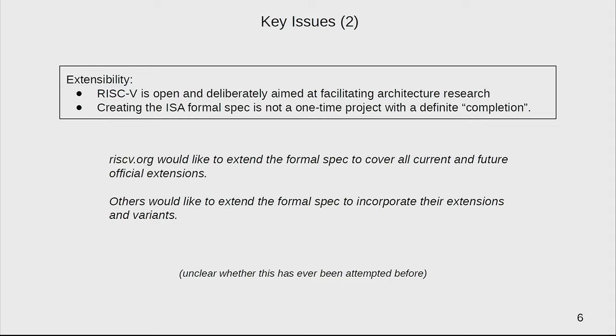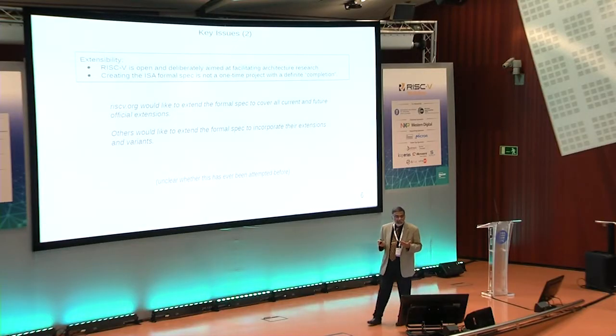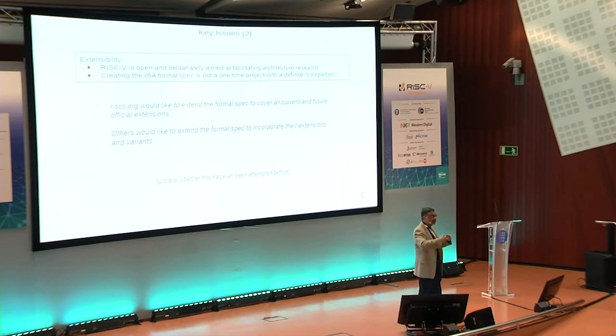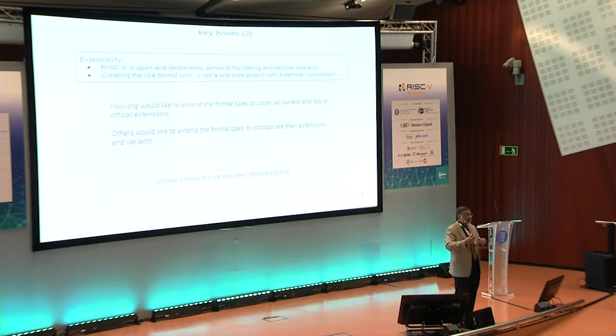Second issue is, of course, extensibility. The RISC-V ISA is not frozen in stone, as you've seen today and tomorrow. There are still extensions being developed. So the spec eventually has to accommodate all these standard extensions. And being an open ISA, people are going to be doing their own extensions over time, and they would presumably like to build on top of whatever formal spec we come up with to add their own specification of their own particular extensions.